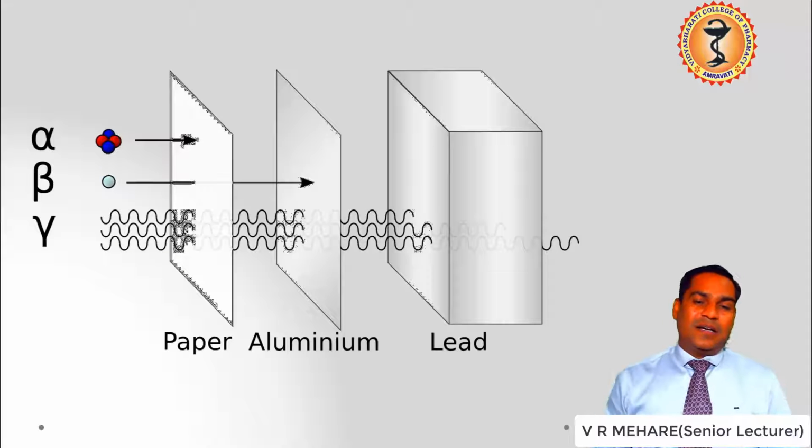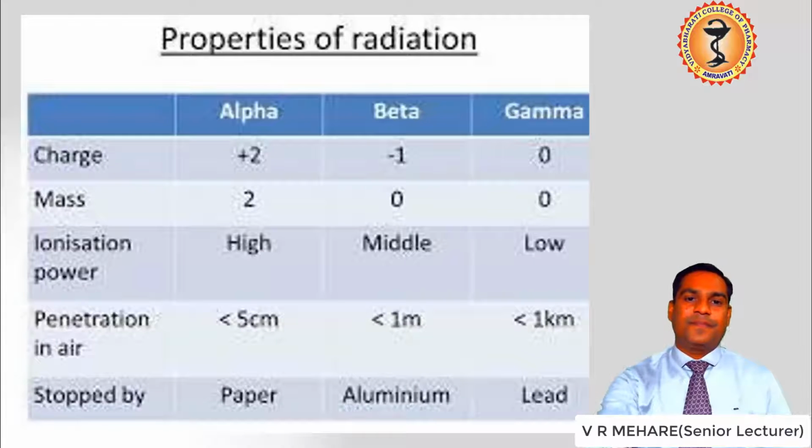This is a diagrammatic presentation of the depth or power of penetration of alpha particles, beta particles and gamma radiation. We can clearly understand from the diagram that alpha particles can be stopped by paper, beta particles by an aluminium sheet, whereas gamma radiation is only stopped by a lead block. These were the properties of alpha, beta and gamma radiation.